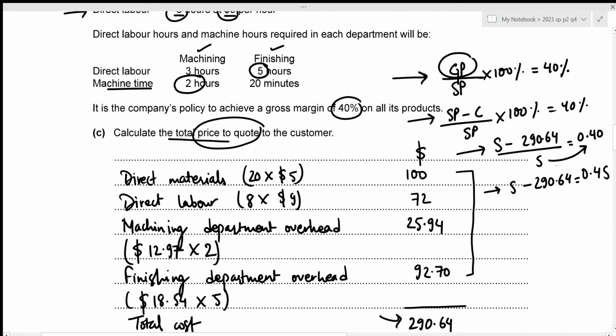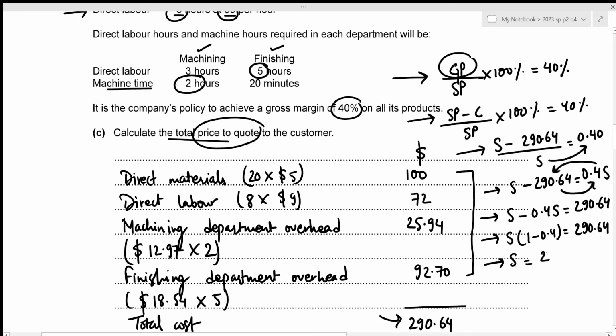Now let's bring this to this side and this to the other side. That is going to be selling price minus 0.4 selling price equals 290.64. Let's take our selling price as common. That will be 1 minus 0.4, which results in 290.64. So our selling price is just going to be 290.64 divided by 1 minus 0.4, which is 0.6. In this way, our selling price is going to be 290.64 divided by 0.6, which results in 484.40. This is the price to quote.